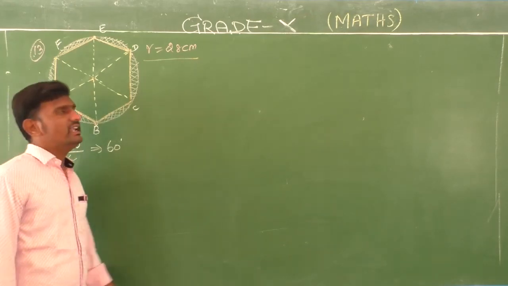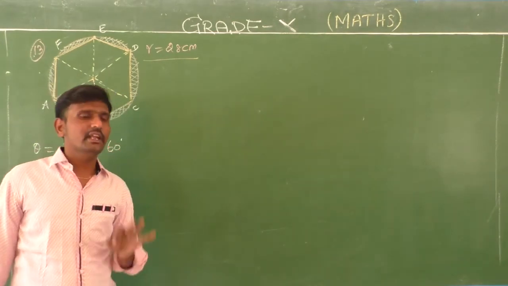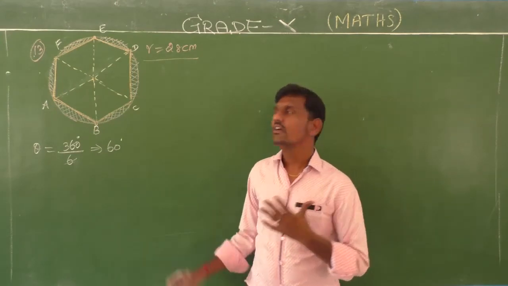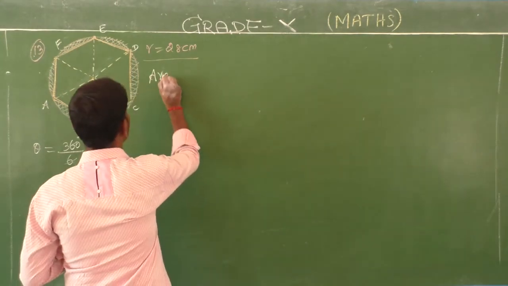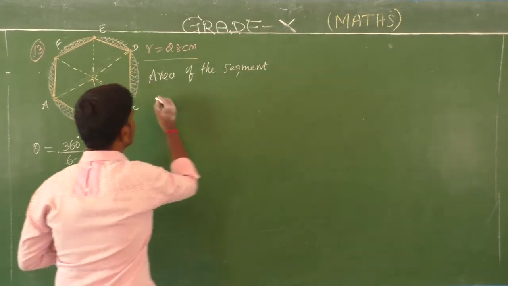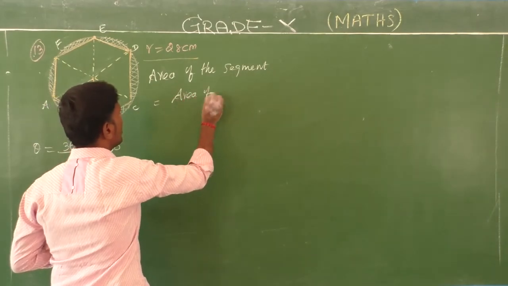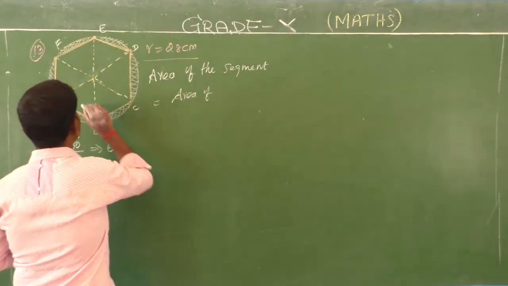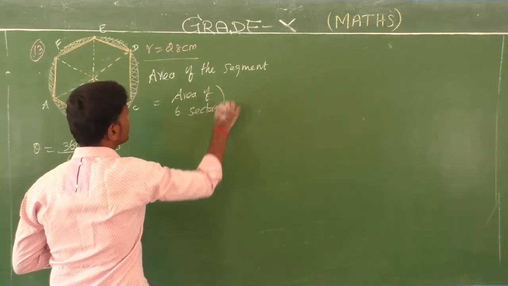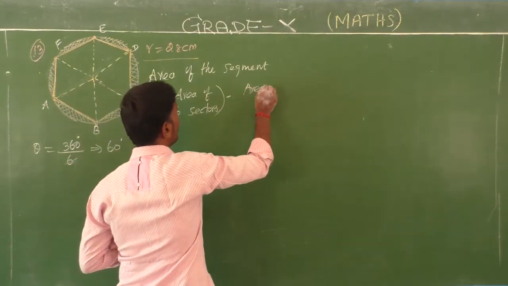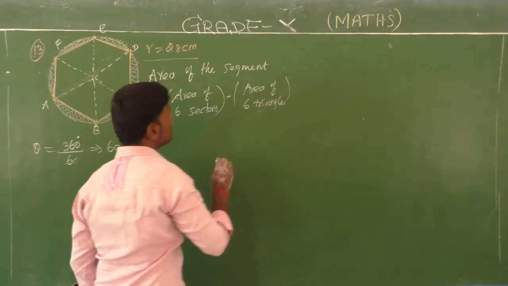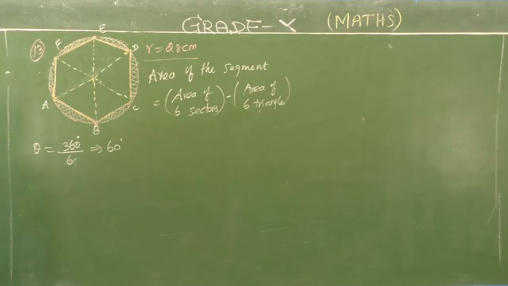Yes, students. Now the radius of the sector is 28 centimeter. Now what are you going to find? Find the cost of making the design. So for that we want to find the area of the segments, which is equal to the area of how many sectors? 1, 2, 3, 4, 5, 6 sectors. Area of 6 sectors minus area of 6 triangles.